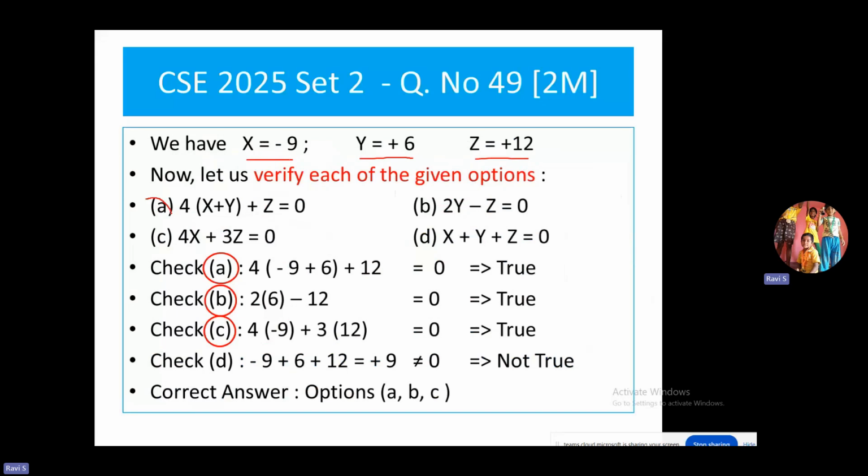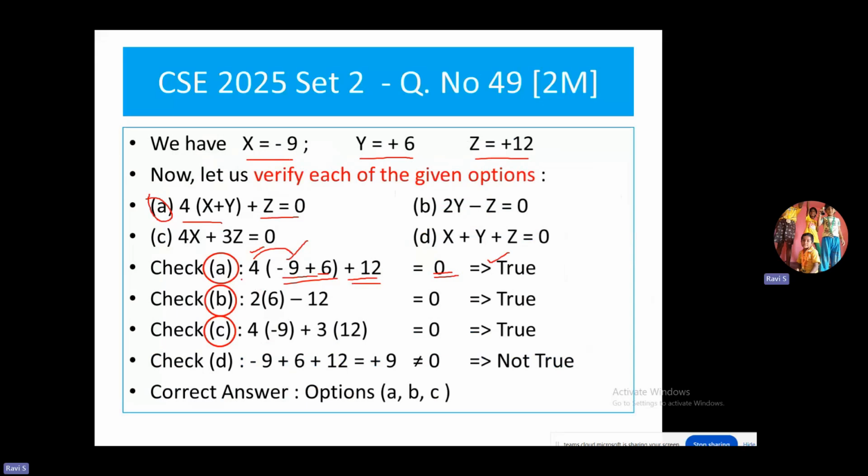The first option, if you see, is 4 times x plus y plus z. So 4 times the value of x, which is minus 9. You substitute here. Add with y. y is plus 6. So minus 9 plus 6. The whole thing you have to add with z, that means plus 12. So minus 9 plus 6 gives you minus 3. 4 times minus 3 becomes minus 12. Adding plus 12 will give you the value of 0. So the first option is true.